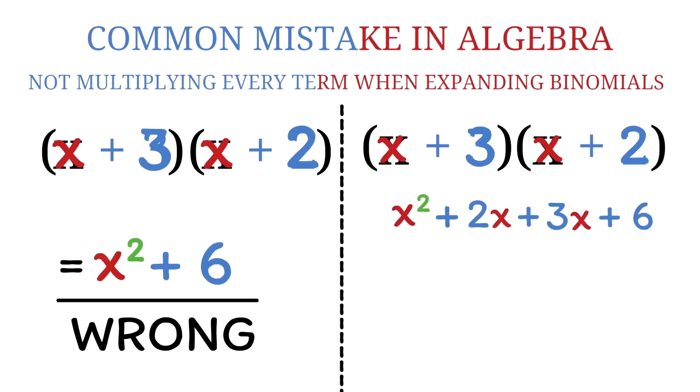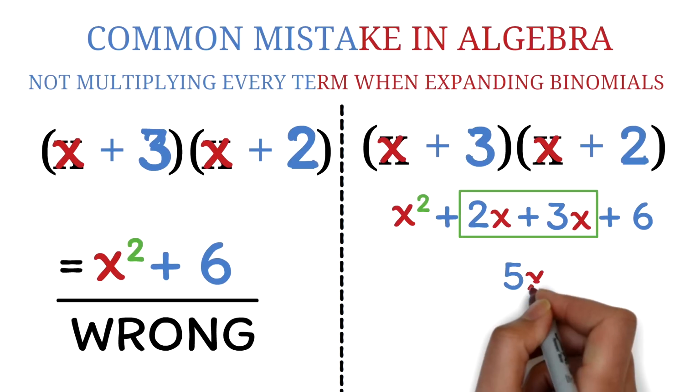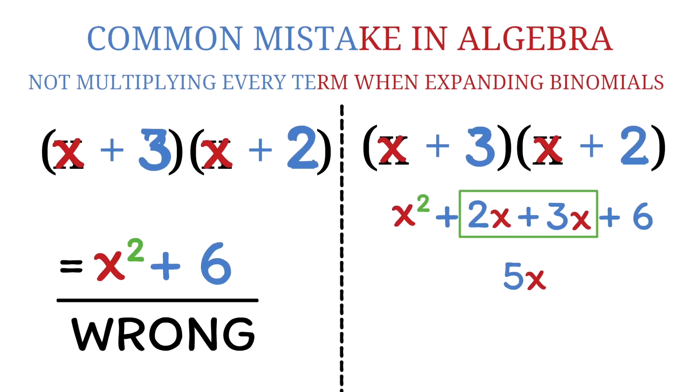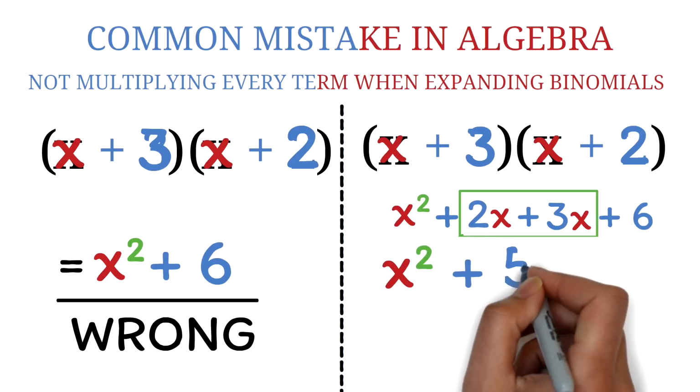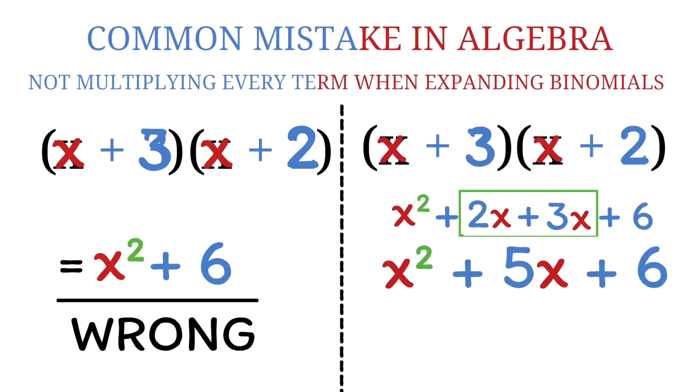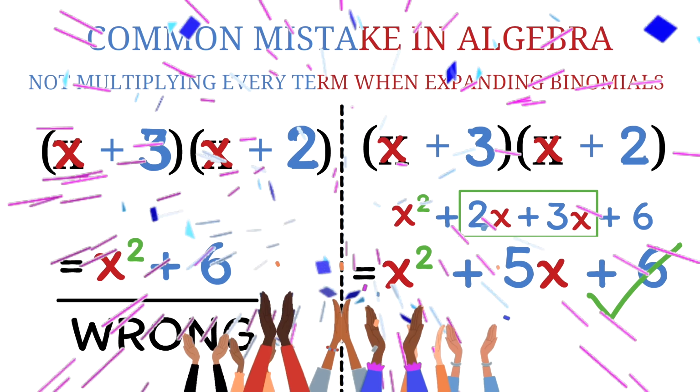So our expression becomes x squared plus 2x plus 3x plus 6. Now since we have the like terms 2x and 3x, we add them. So 2x plus 3x is 5x. Then we plug the 5x back into our expression as x squared plus 5x plus 6. Thus, our expression becomes x squared plus 5x plus 6, our correct and final answer.